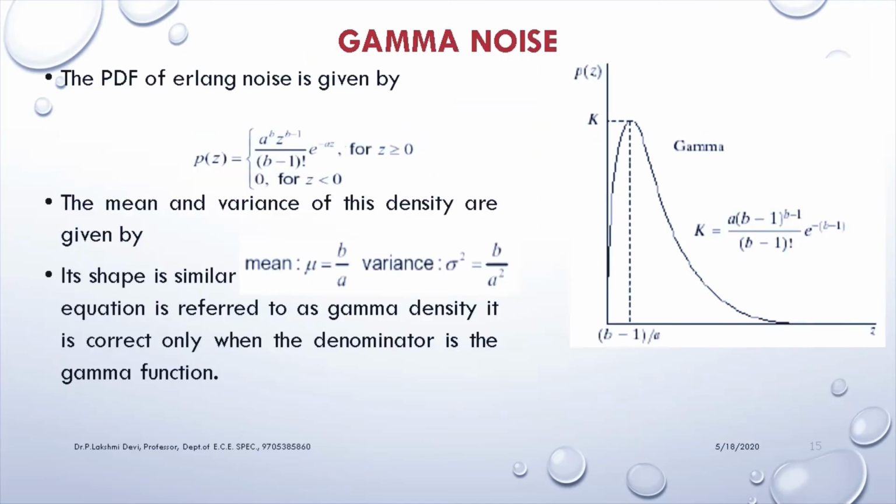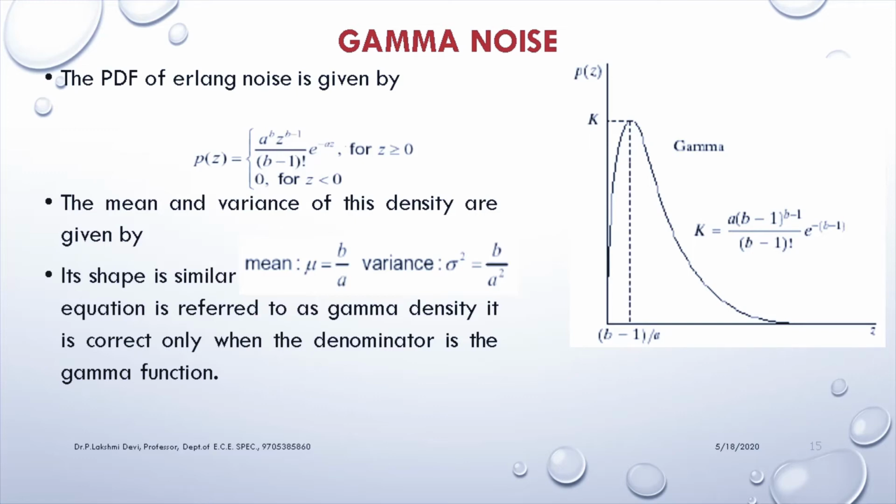Then coming to the next one, gamma noise. The probability distribution function of gamma noise, which is also called Erlang noise, has a shape similar to Rayleigh noise, but it is moving towards the origin. Let us observe here that the peak value of this gamma noise is obtained at the Z value equal to B minus 1 by A.